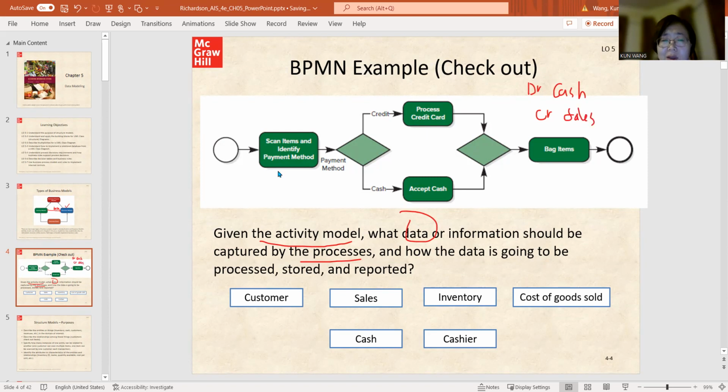And how about the inventory one, once the customer has bagged the items and left? We would deduct inventory. Yes, inventory should be credited, and we debit the cost of goods sold. So this is a matching. That's the typical journal entries involved in a cash sale.